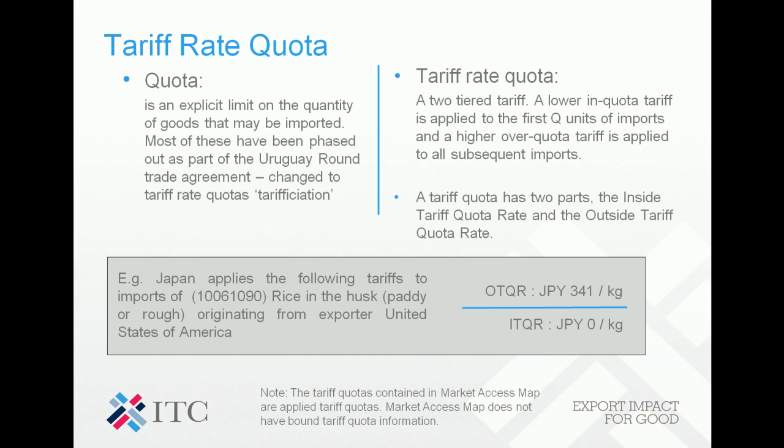For example, Japan applies an inside tariff quota rate of 0 Japanese yen per kilogram to imports of the HS code 10061090, that is, rice in the husk, paddy or rough, originating from the exporter, the United States of America, but an outside tariff quota rate of 341 Japanese yen per kilogram once a certain import threshold has been exceeded.